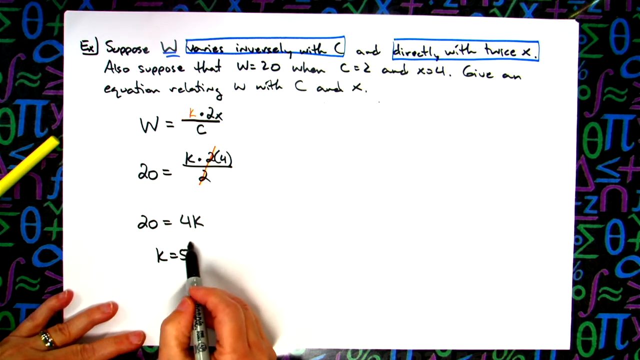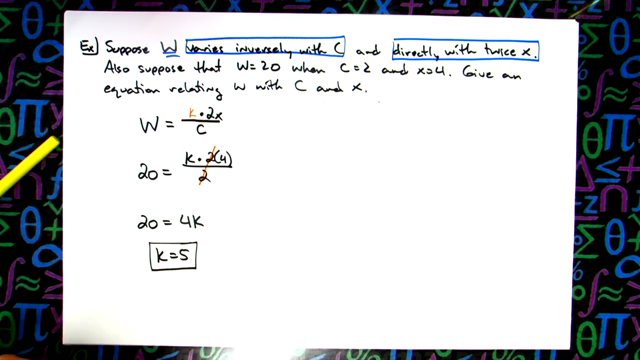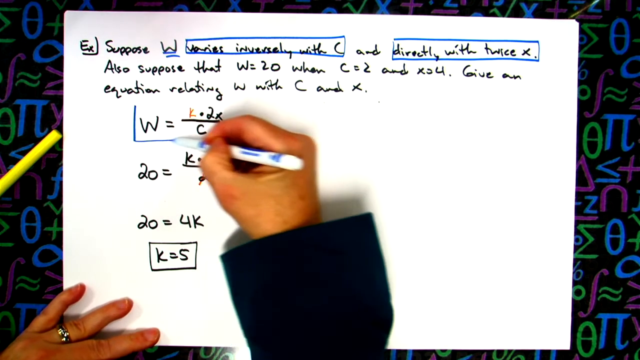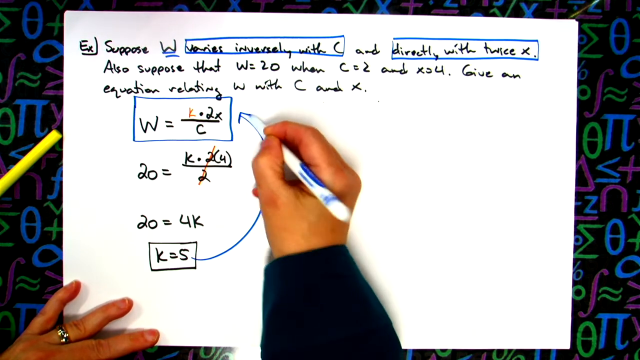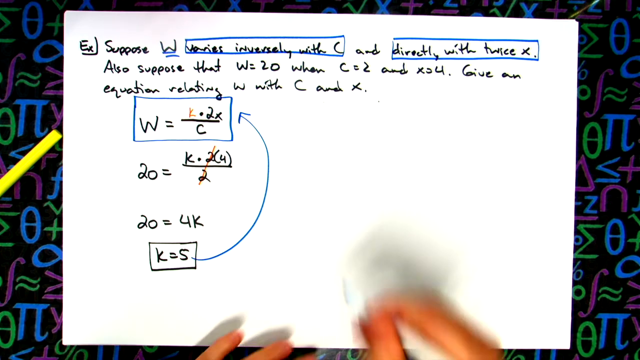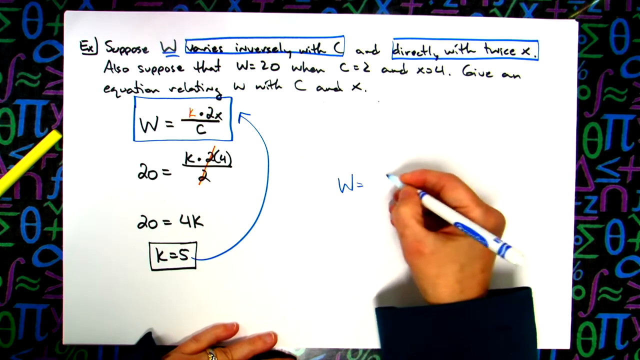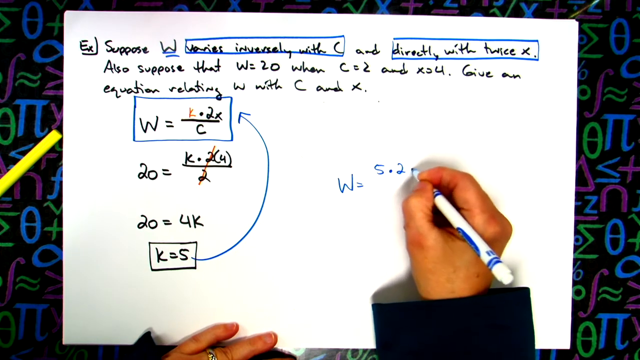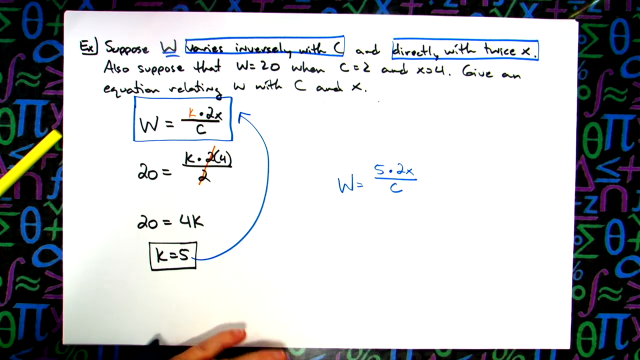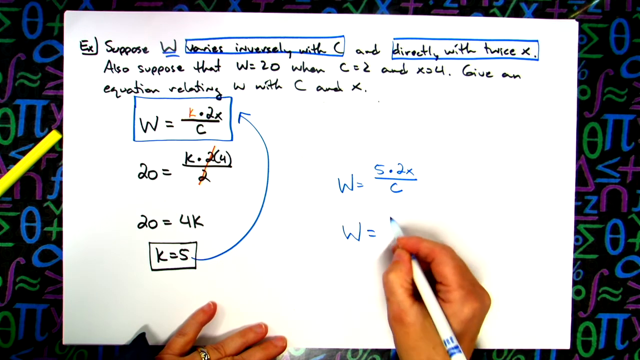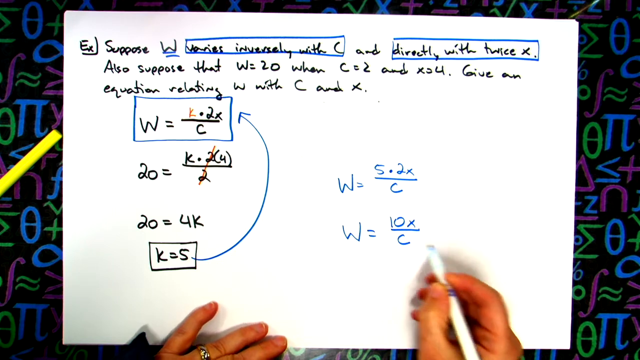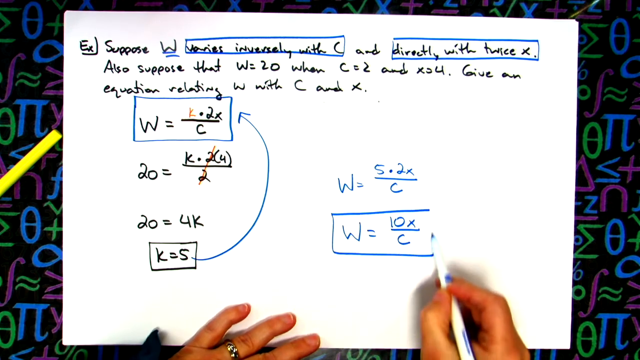Okay, now I know my K value, and my goal is to write an equation. I already worked at writing that equation up here, so I just have to take my K value and put it back in. So then my equation will be W is equal to 5 times 2x over C. But can I clean it up a little bit? 5 times 2 is 10. So can I say W equals 10x over C? Cleans it up a little bit.